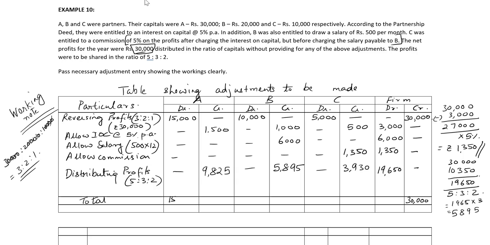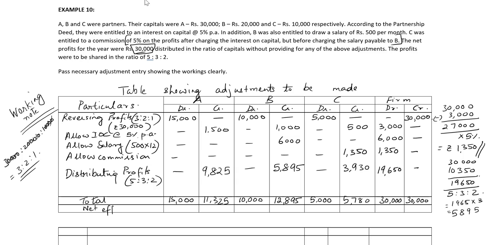A debit total 15,000, A credit total 11,325, B debit total 10,000, B credit total 12,895, C debit total 5,000, and C credit total 5,780, and the firm debit total is 30,000 and credit total is also 30,000.